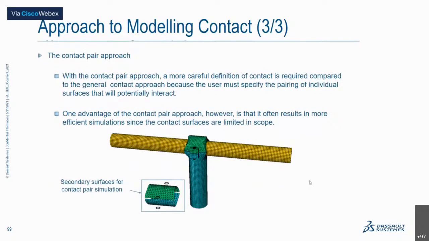For contact pairs, if you can see this particular product which we have here, it has two different parts which have a common contact between them. So in this case, you'll have to select a main surface and then you'll have to select the secondary surface. There's an option provided in the window for them, and you can select it from there.